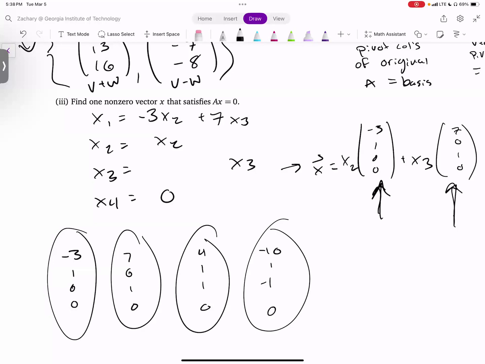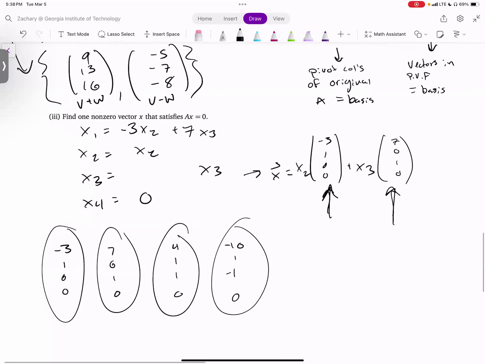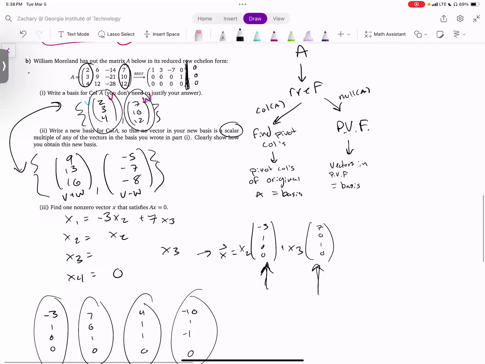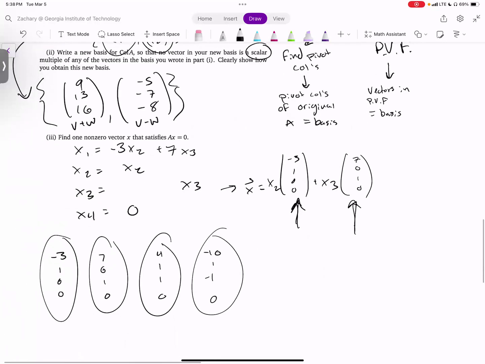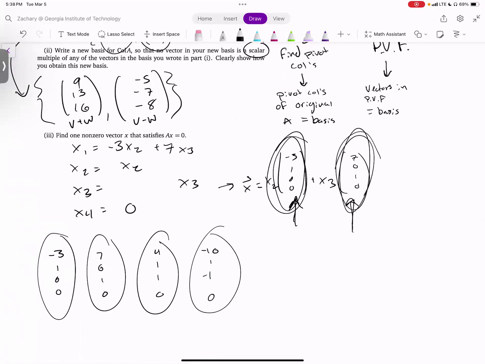Does that make sense? Any questions on any of this? Wait, so for the third one, you put it in parametric vector form, and what else? What was the second step? I just found the null space, and then knowing that the null space is constructed of these two vectors, to find something that satisfies Ax equals 0, we just find a combination of our two basis vectors.